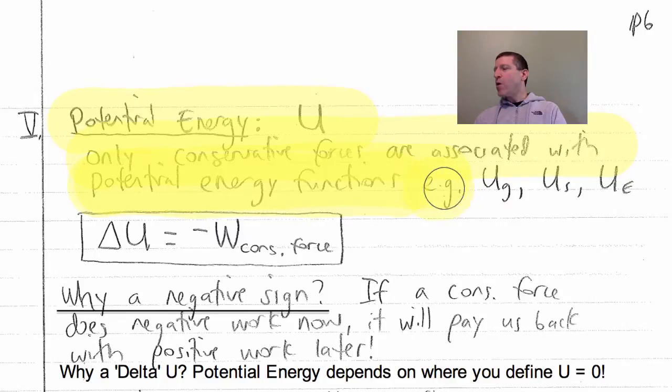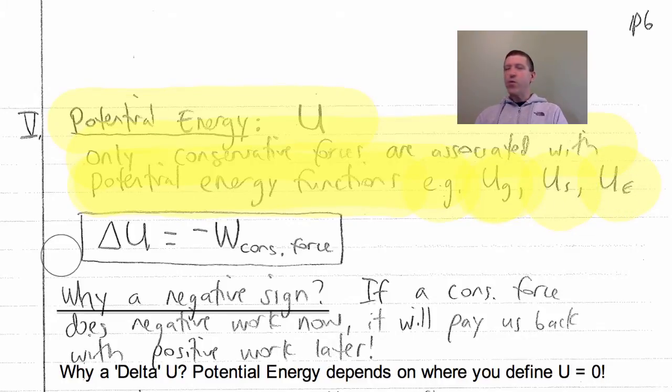But for example, only conservative forces are associated with potential energy functions. Like the force of gravity is a conservative force, so we have gravitational potential energy. The spring force is a conservative force, so we have spring potential energy, also called elastic potential energy. The electric force is a conservative force, so we have electric potential energy.